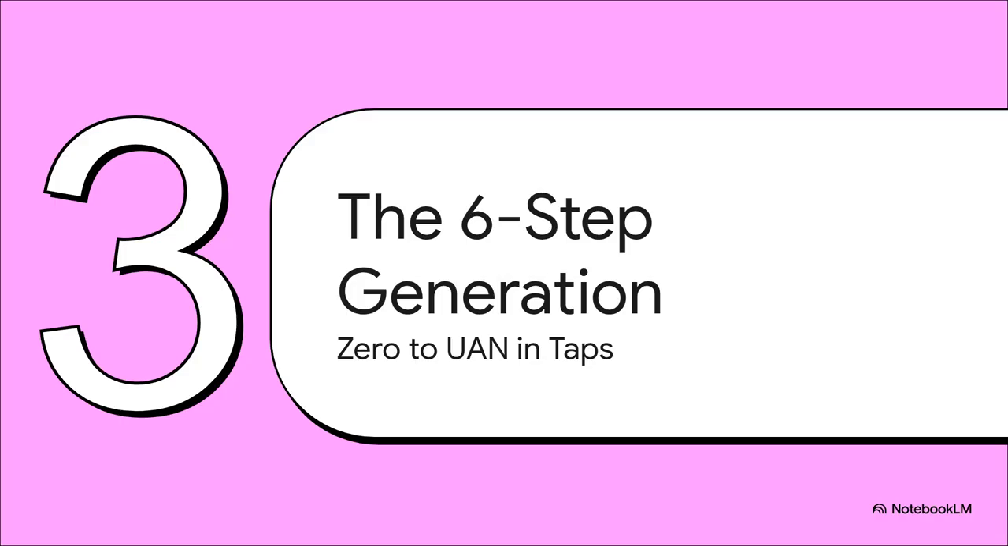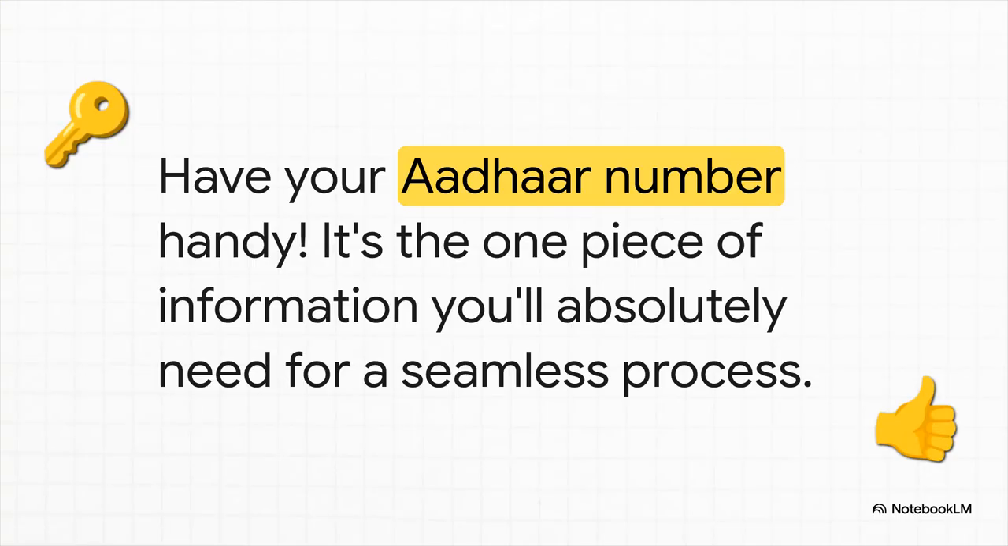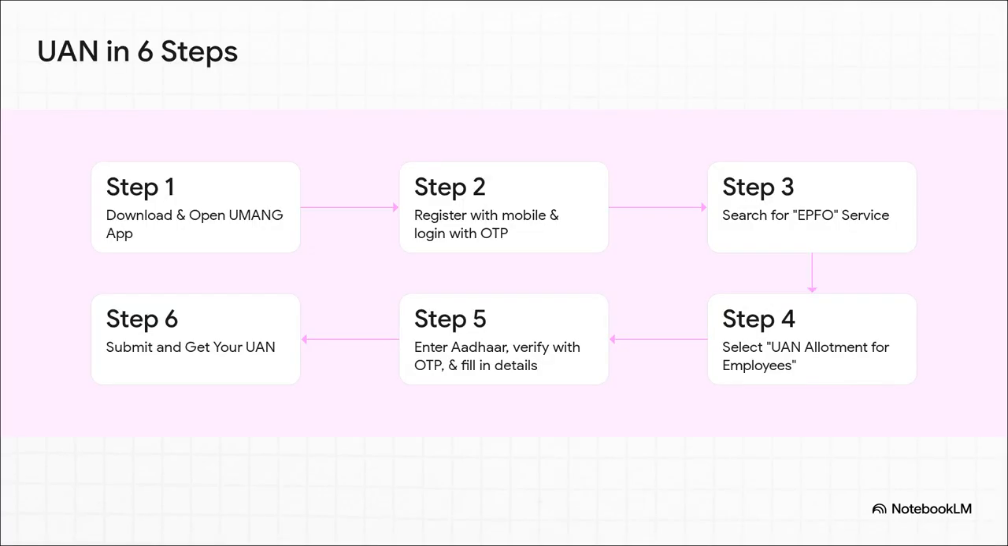Okay, you ready? Let's get to the real meat of this explainer, the actual steps. And I promise, this isn't some long, drawn-out process. We're literally talking about 6 simple taps to go from 0 to having your UAN. But wait, before we dive in, just a quick pro tip for you. Go ahead and have your Aadhaar number ready. This is the one piece of info you'll absolutely need to make this whole thing go smoothly. You got it? Awesome! All right, here we go. Let's walk through this together.